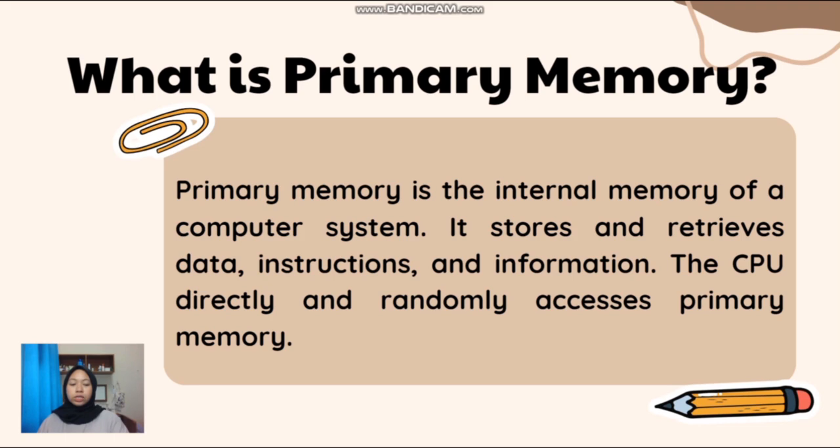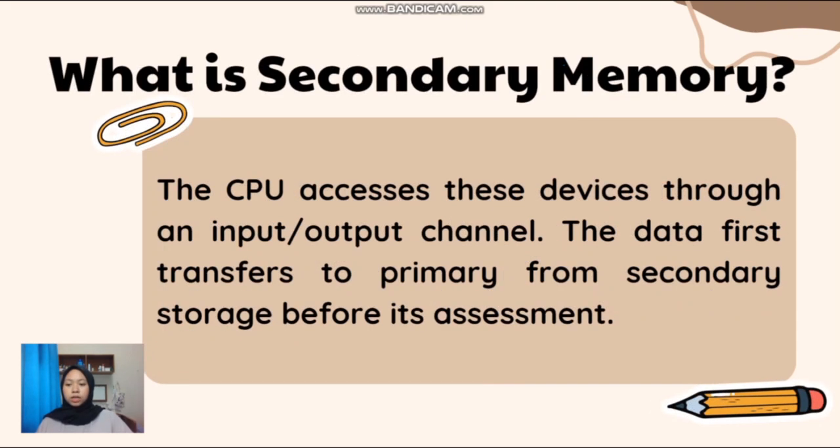So primary memory is also known as random access memory, or RAM. It is a volatile memory and can lose data and instructions when the power is shut down or off. What is secondary memory? Secondary memory is a storage device that the CPU cannot access directly. It is a permanent storage device.